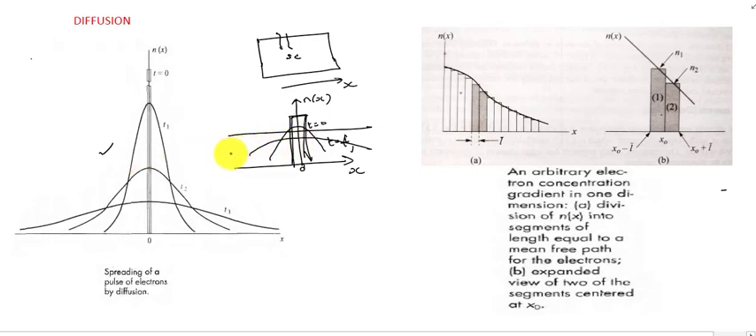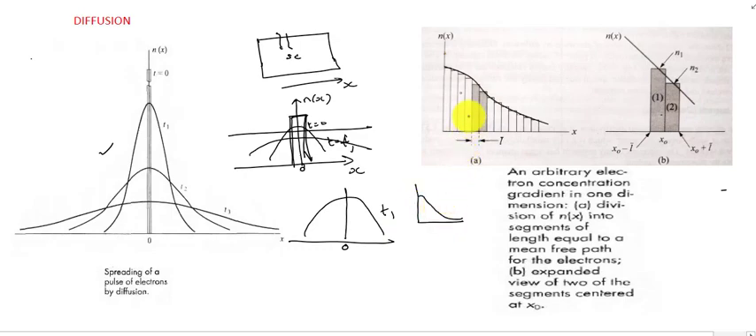So for deriving the diffusion equation, we consider the one-dimensional view of the spreading of electrons. At time t equal to t1, if you observe the spreading of electrons, it will be like this. There is equal probability of moving electrons to the left or to the right. So this is symmetrical with respect to this zeroth axis, so it will be a symmetrical curve. We are considering only one half of that distribution.